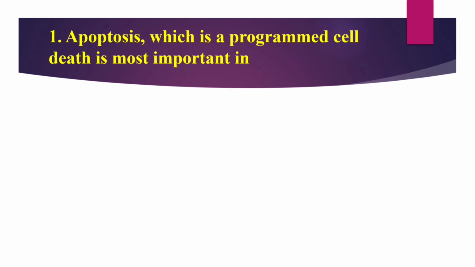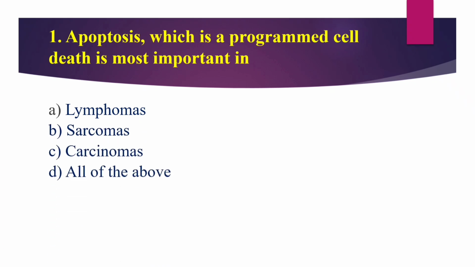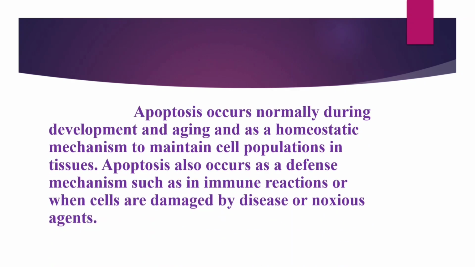Apoptosis, which is a programmed cell death, is most important in option A, lymphocytes, option B, sarcomas, option C, carcinomas, and option D, all of the above. The answer is option A, lymphocytes. So now let's see the explanation. Apoptosis occurs normally during development and aging as a homeostatic mechanism to maintain cell population in tissues.